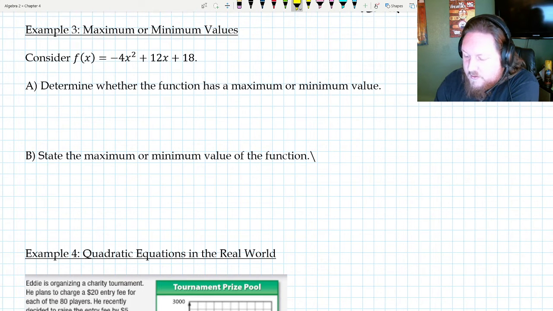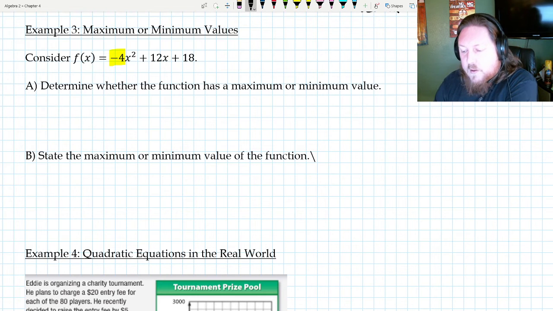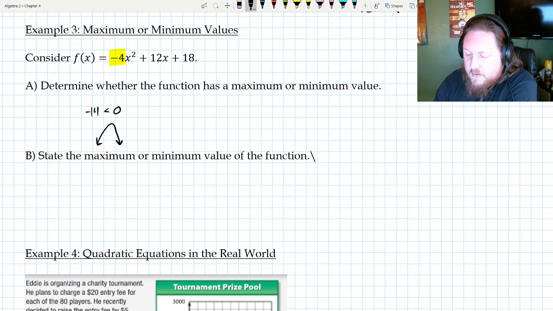All I have to do is look at that number being multiplied by the x squared. Negative 4 is less than 0, which means it opens down, right? It's going to look like this, so it has a maximum.